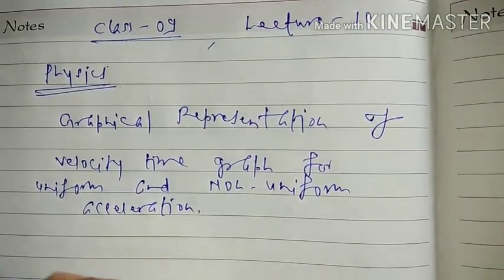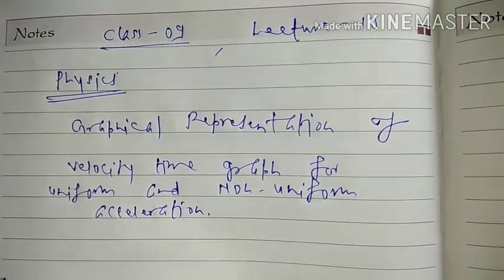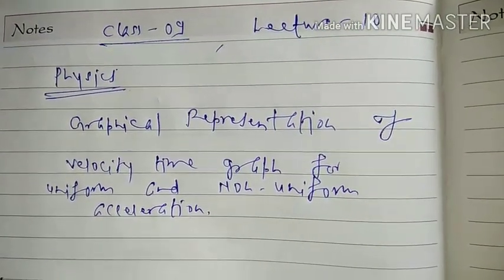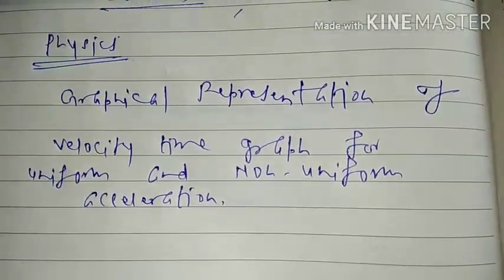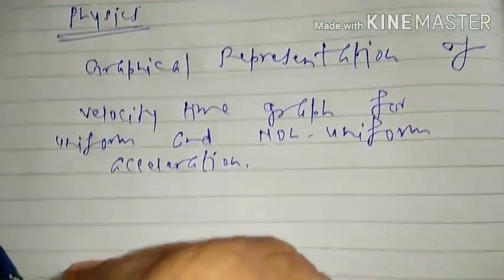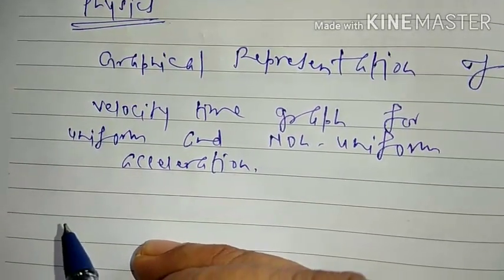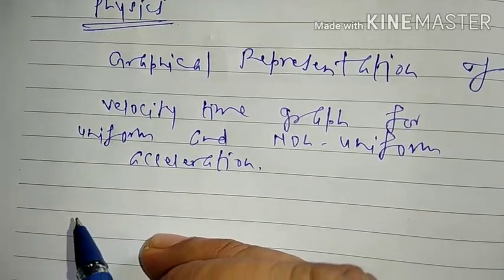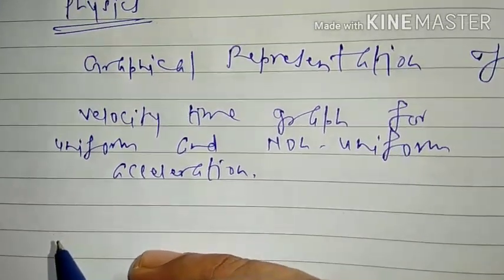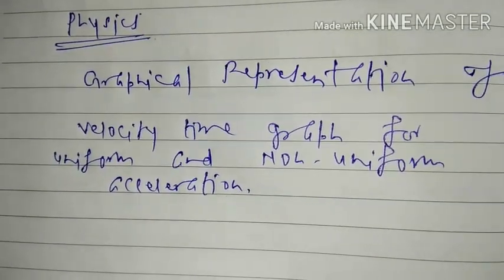Hello students, in my last lecture I had explained velocity time graph and had seen how we can use velocity time graph to calculate displacement. Today we shall see uniformly and non-uniformly accelerated motion, that is velocity time graph for uniform and non-uniform accelerations.